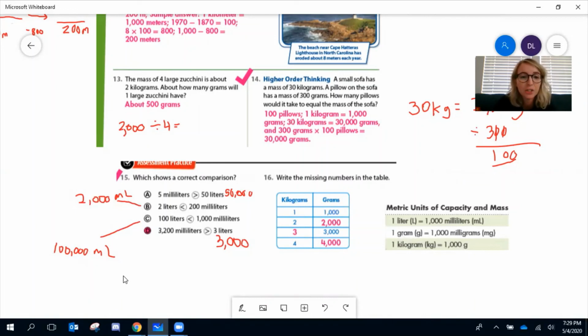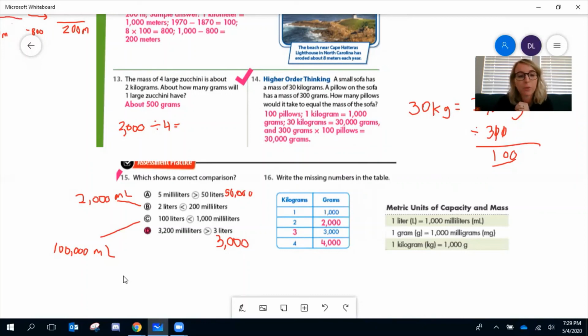C says 100 liters is less than 1,000 milliliters. So we need to convert our liters to milliliters, and by doing that we need to multiply by 1,000. So 100 times 1,000 is 100,000. So we have 100,000 milliliters is less than 1,000 milliliters. No, that doesn't work. So C is not correct.